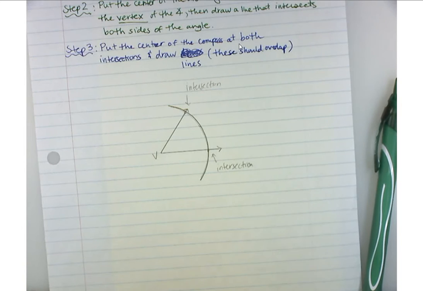Okay, so step 3, you're going to put the center of the compass at both intersections. And draw lines. These should overlap. Okay, so again, you're going to watch me first, and then I'm going to walk you through it as you do it yourself.